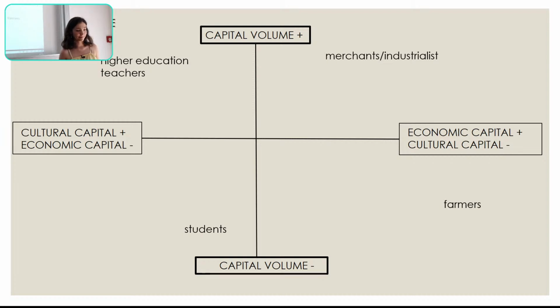So cultural capital exists in a number of forms. Some of it is habitus. Is that something you're going to address? Yes, I will talk about habitus.